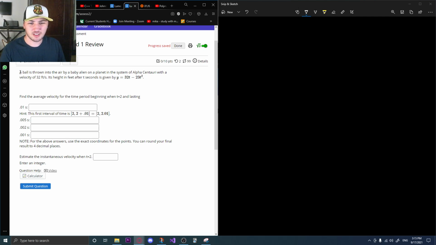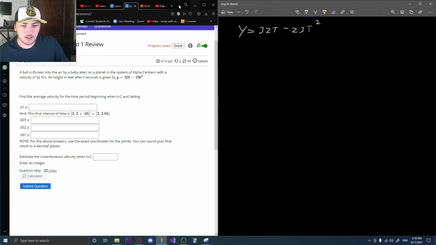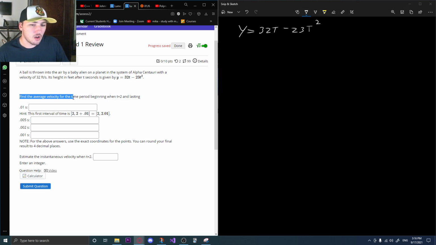This one I don't think I'm good with. A ball is thrown into the air by a baby alien on a planet in the system of Alpha Centauri with a velocity of 32 feet per second. Its height in feet after t seconds is given by this equation. Okay. It's odd, that squared should probably be in the front. Find the average velocity for the time period between t equals 2 and t equals 2.01.